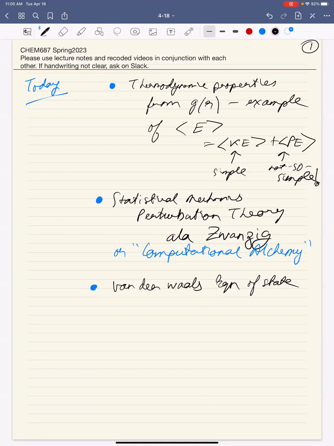Okay, so let's get started. So we want to think about thermodynamic properties from G of R.